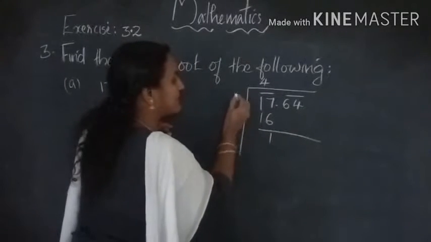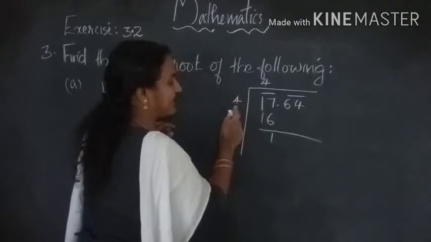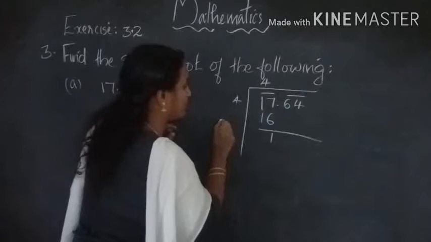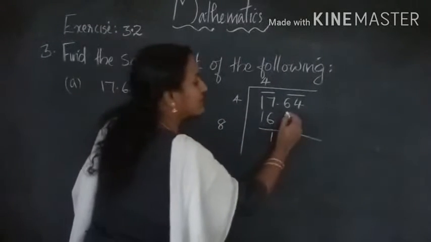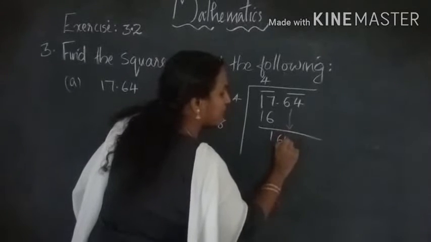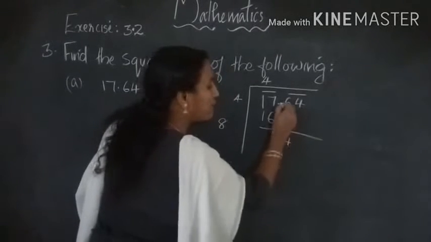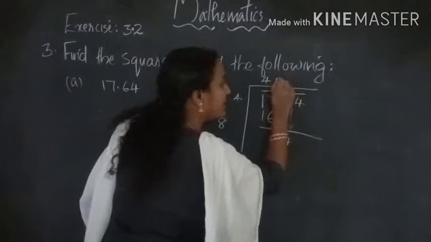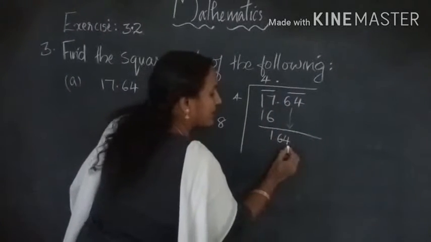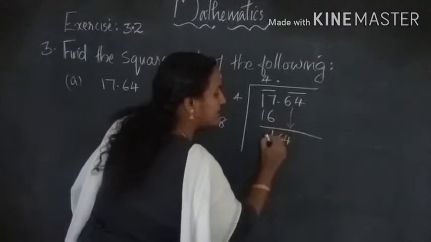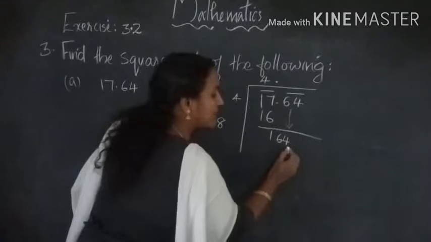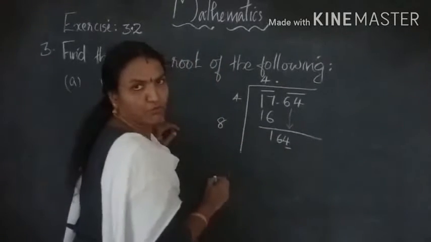Then the next step is to double the divisor. Here the divisor is 4. Double the divisor means 2 into 4, 8. Next we bring down the next group, which is 64, and put the decimal point in the quotient. Here the new dividend is 164.